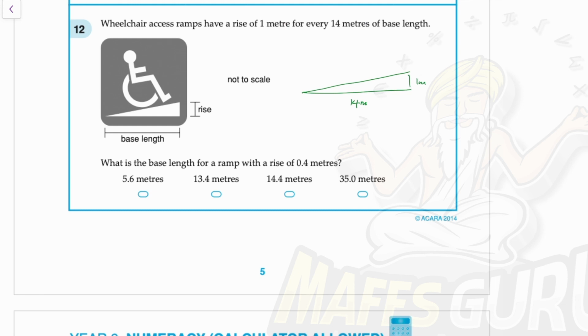So what I actually need to do is multiply the rise of 1 by 0.4, and to keep it so that they're similar, we would multiply the 14 by 0.4 as well. So I'm going to times that by 0.4, which is going to be 5.6 meters. Job done.